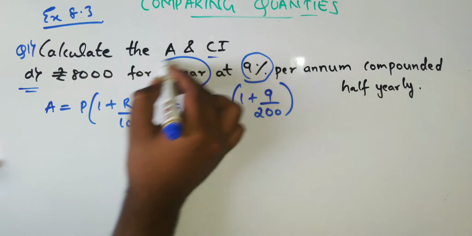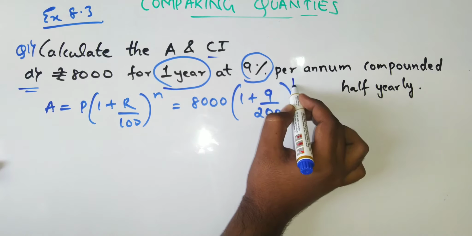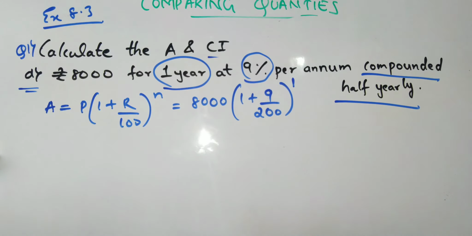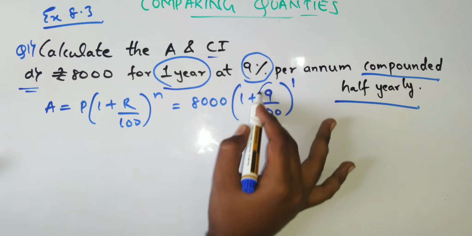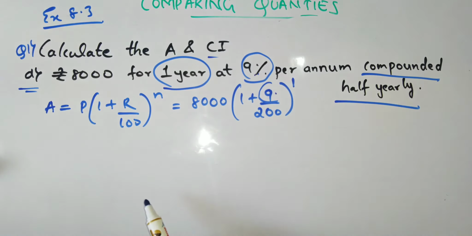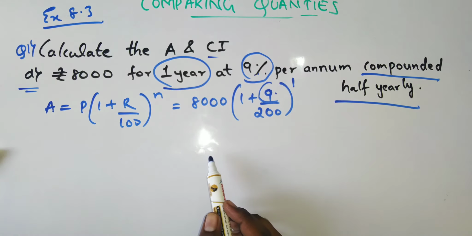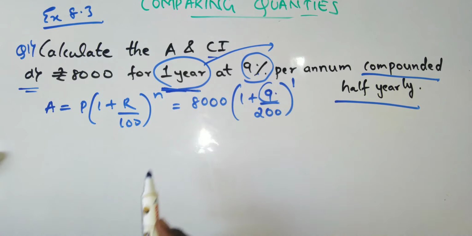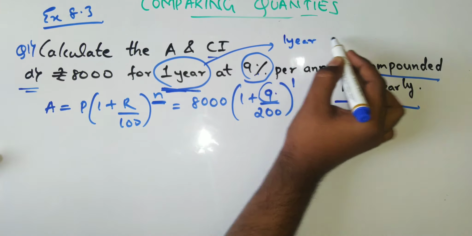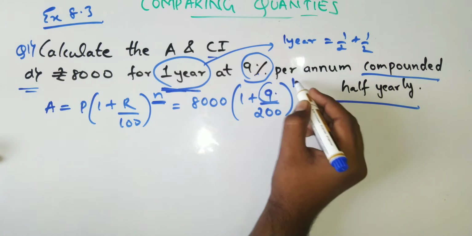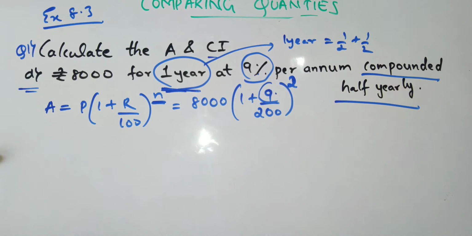What is n here? n is directly given as 1 year. Should I write here 1? No, because this is compounded half yearly. So the two main things you have to remember for compounded half yearly is that you have to reduce the rate by half. That means 9 I have to reduce to 9 by 2. If it's 8, 8 by 2. Second thing is that whenever I have to find n, 1 year is combined of how many halves? 2 half years I have to combine to get 1 year.